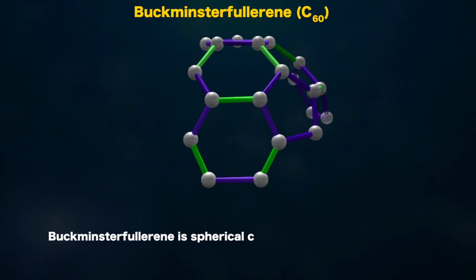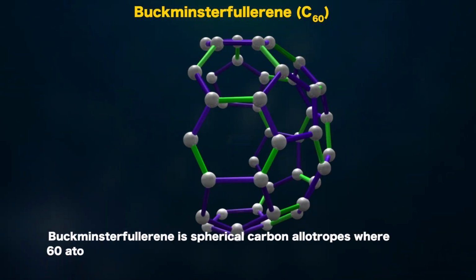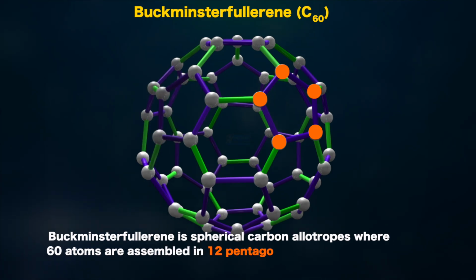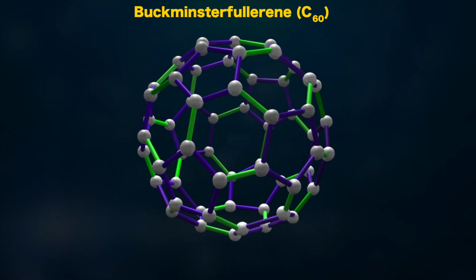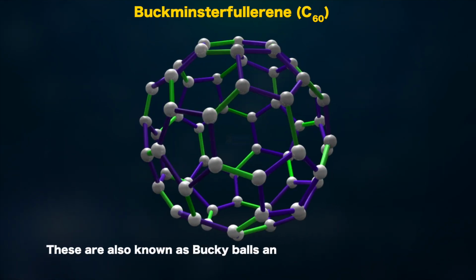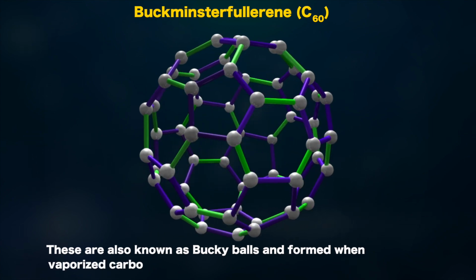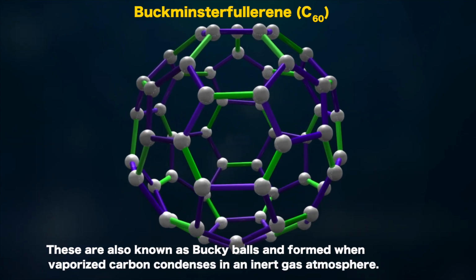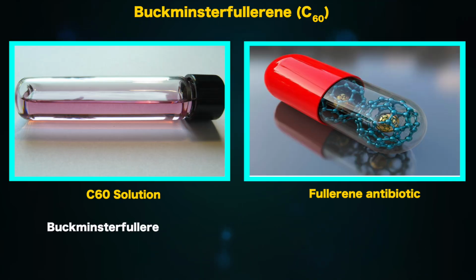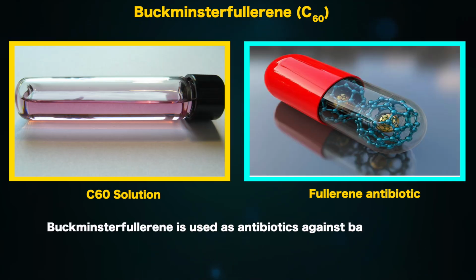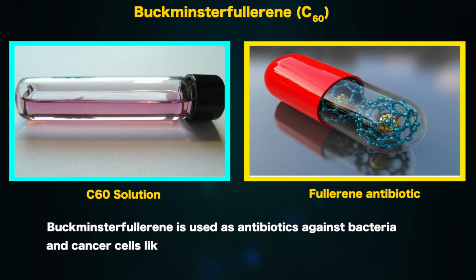Buckminster Fullerene is a spherical carbon allotrope where 60 atoms are assembled in 12 pentagons and 20 hexagons in geometry similar to a soccer ball. These are known as buckyballs and formed when vaporized carbon condenses in inert gas atmosphere. Buckminster Fullerene is used as antibiotics against bacteria and cancer cells like melanoma.